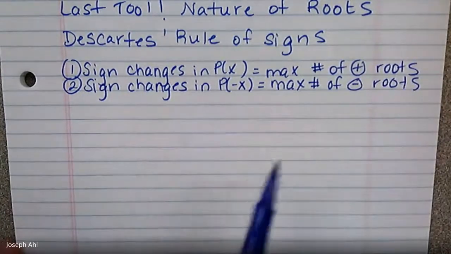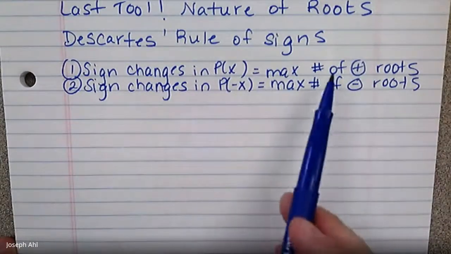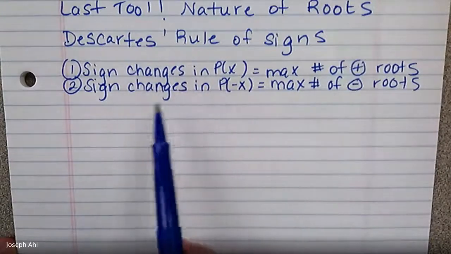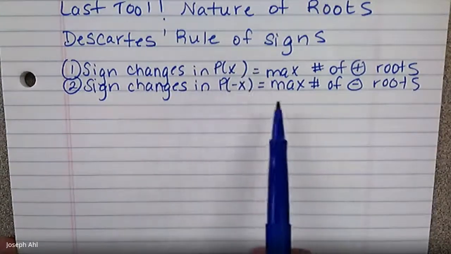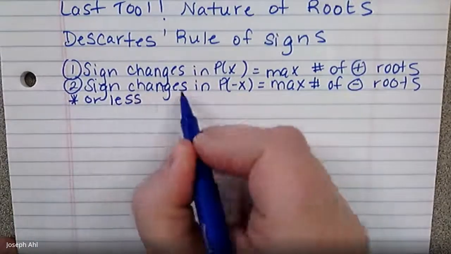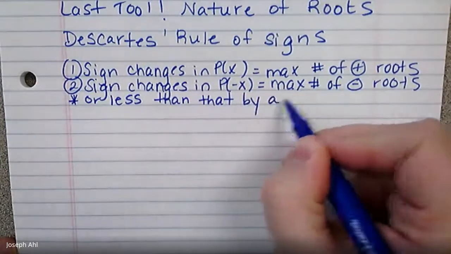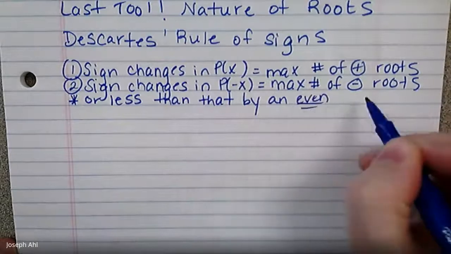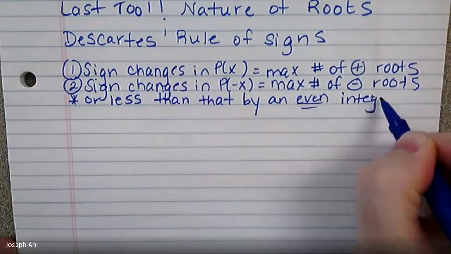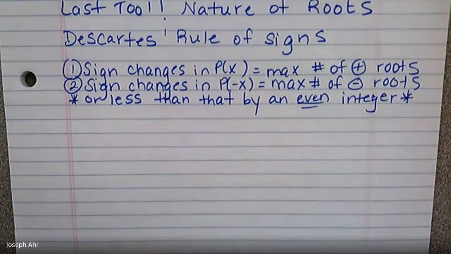So like I said, that's the max number of negative roots. And what Descartes determined is that because these are a max number of positive and a max number of negative, it may not actually be equal to the number of sign changes in either p of x or p of negative x. It may be less than that by an even integer. And we'll talk about why it has to be less than that by an even integer when we set up our cases here to determine the nature of the roots.